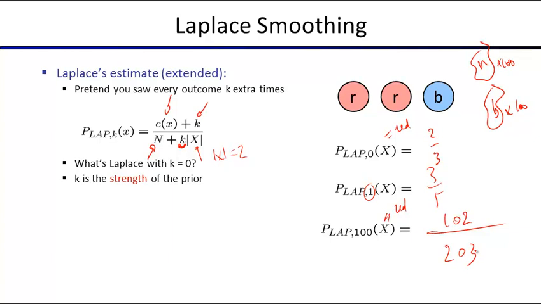You can also pick a k that is not an integer. You can pick 0.01, you can pick 0.5, whatever you want to pick. You can go through this procedure. It'll work. You get an estimate of your parameter theta.